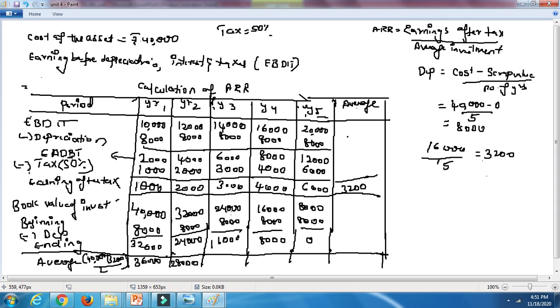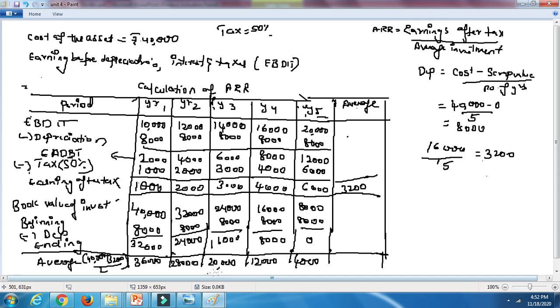So here also 24,000 plus 14,000. It will be around how much? 40,000. 40,000 divided by 2. Here it will be 20,000. If you do here 16 plus 8, it will be 24. 24 divided by 2, it will be 12,000. So here 8,000 plus 0 it is. So 8,000 divided by 2, it will be 4,000.